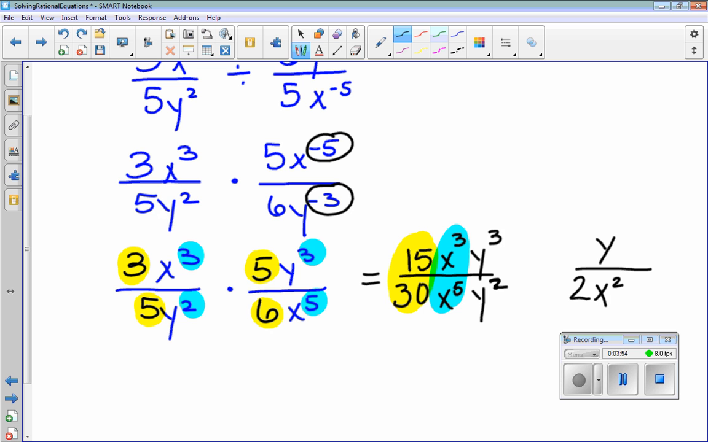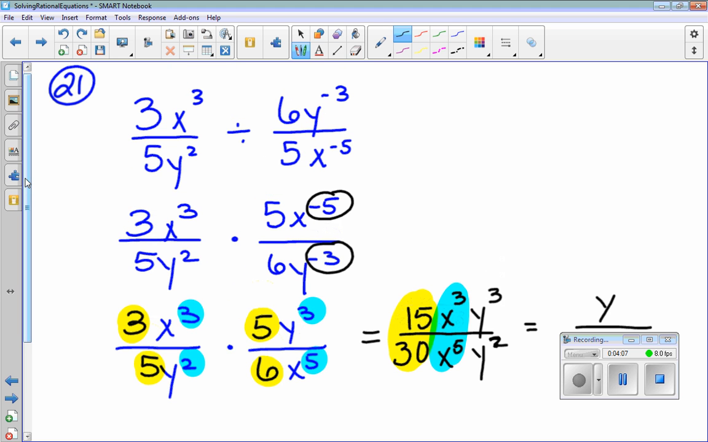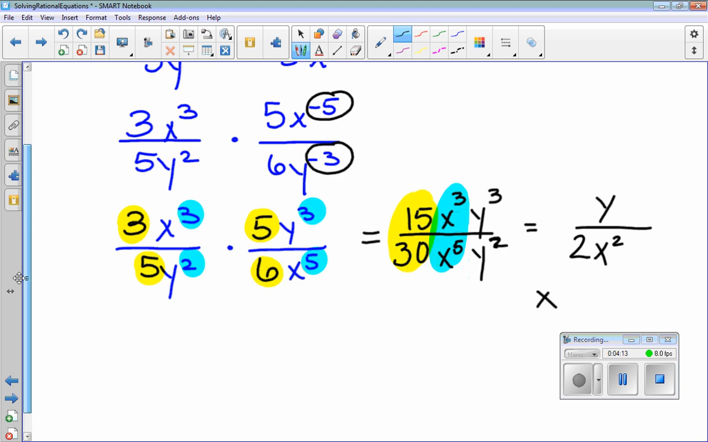What restrictions on the variables are there? What can't be 0? X can't be 0. Would you agree? Because you can't divide by 0. And then if you look at the original problem, y can't be 0, right? So it's just x and y both can't be 0. That would be the restrictions on the domain. Well, just restrictions because it depends on if it's x or if it's y.